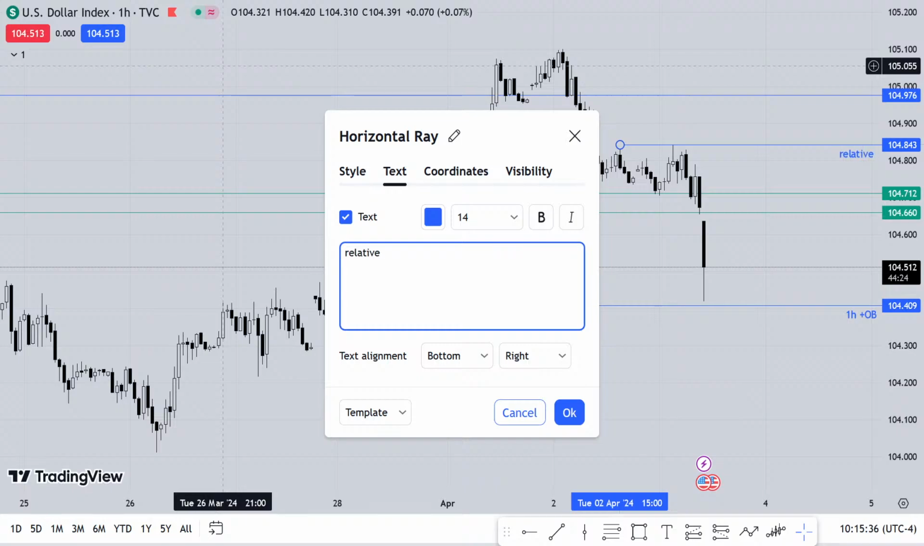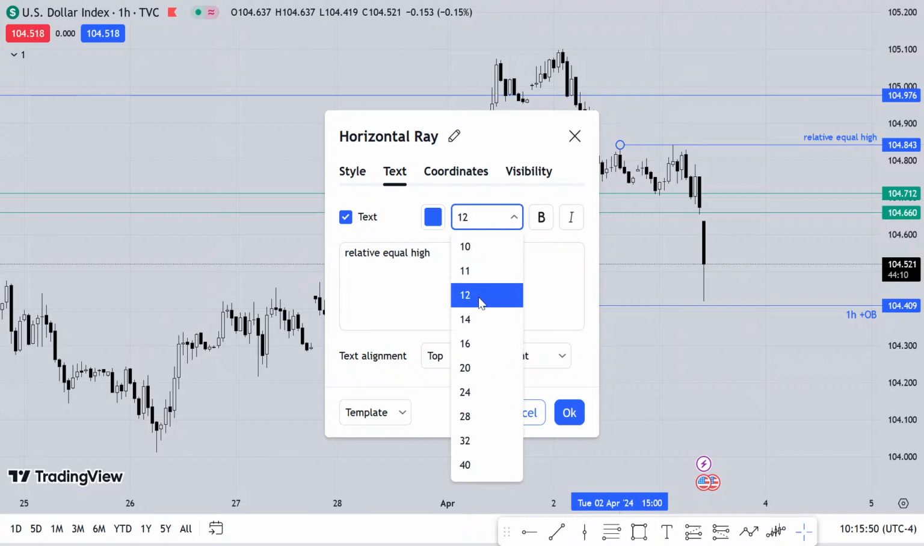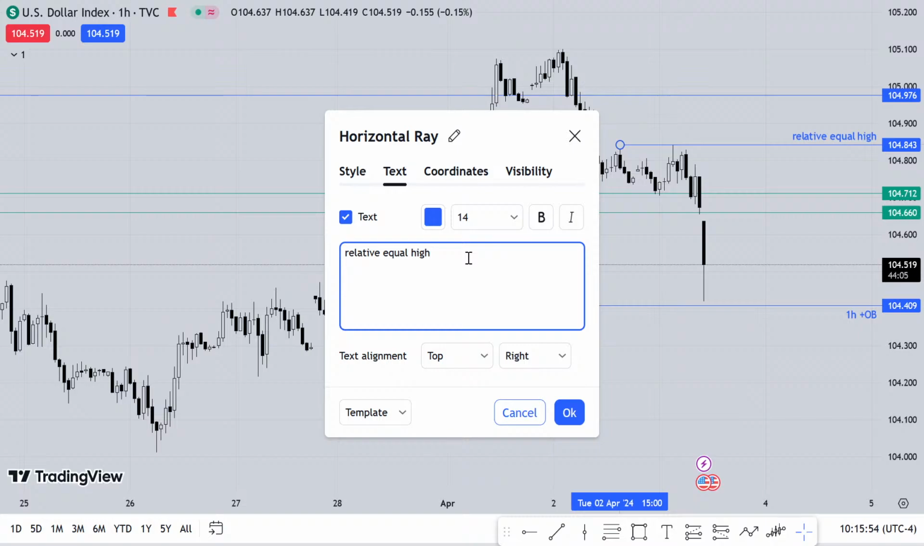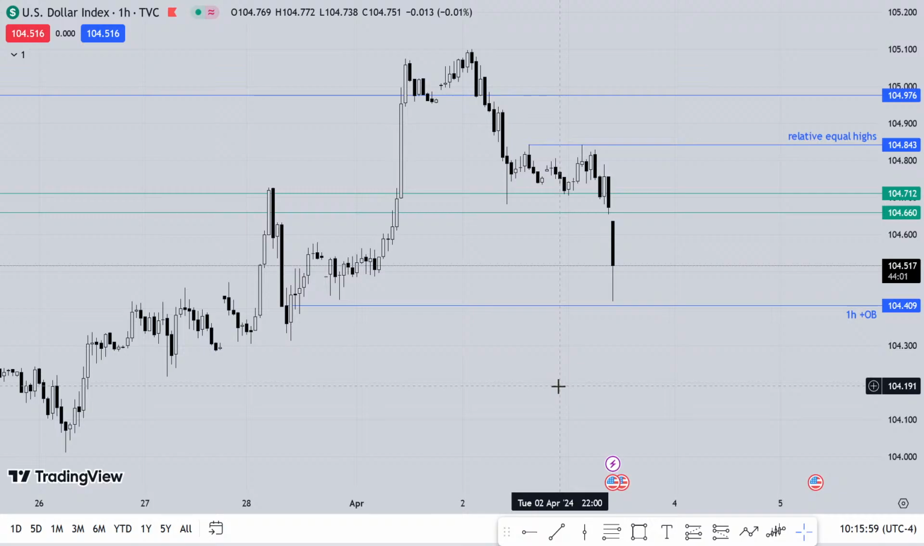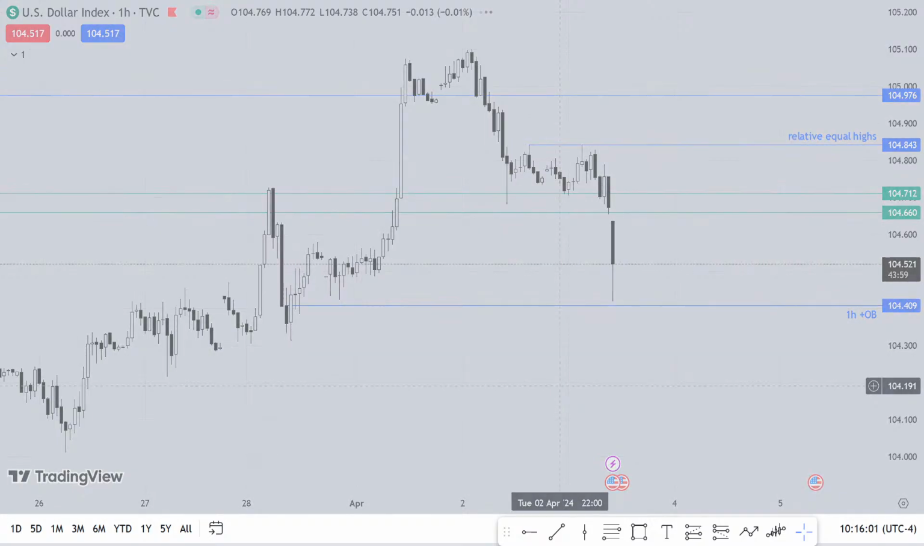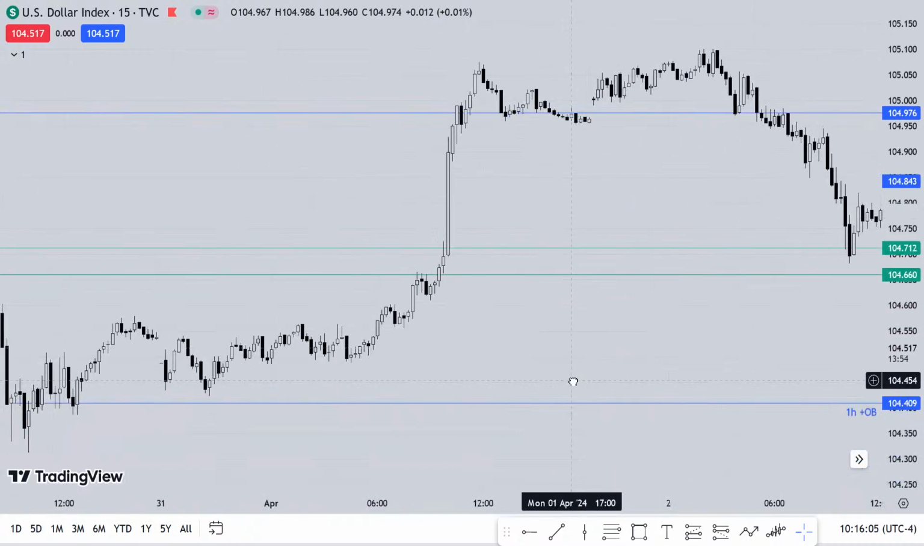We are currently not interested in any short narrative, any short play for the dollar because the higher time frame narrative is bullish. So every short trade idea is a lower time frame play. So the 15 minutes. So as you can see.